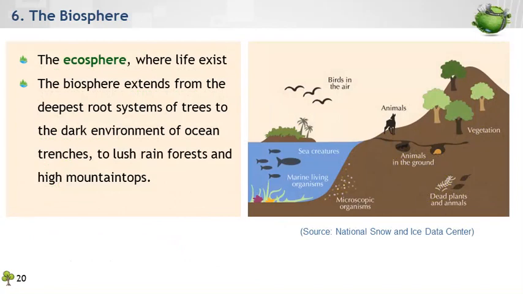How about the biosphere? The biosphere, or sometimes called the ecosphere, refers to everywhere that life exists and all life forms, including human beings, plants, animals, and other organisms. The biosphere extends from the deepest root system of the tree to the dark environment in the deep ocean trench, to the lush rainforest and also the high mountain tops. The biosphere interacts with other components of the climate system in many ways.